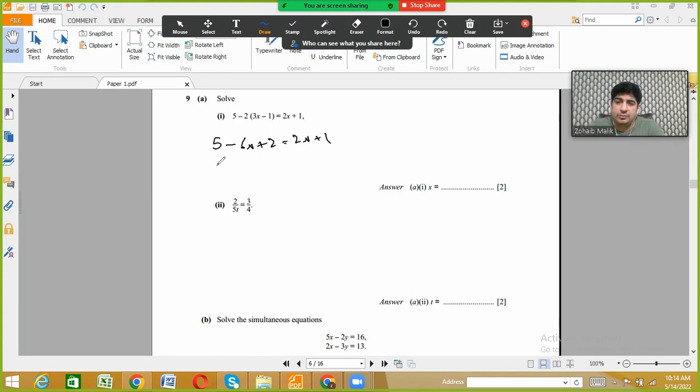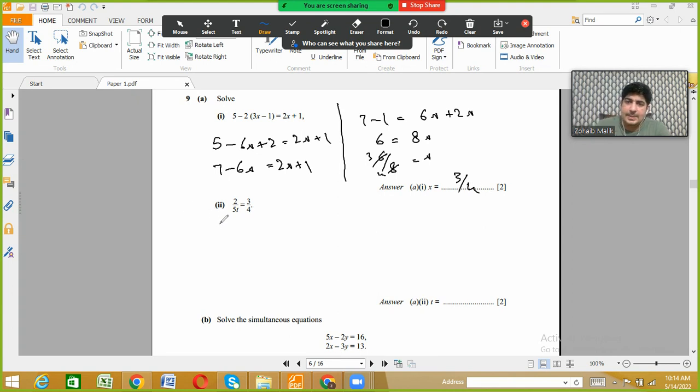So now 5 plus 2 will be 7 minus 6x is equal to 2x plus 1. So now 7 minus 1 is equal to 6x plus 2x. It is 6 is equal to 8x. x is equal to 6 over 8. So if we simplify it, this will become 3 by 4. So x is equal to 3 by 4.